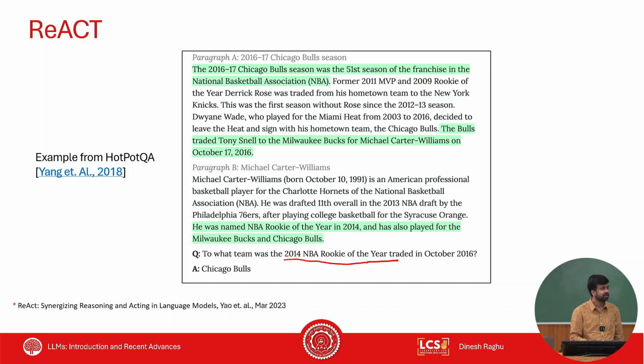So once you have the name, you'll again have to figure out who this person was traded to in October 2016. So this is a 2-hop reasoning question, right? You can have multiple hop reasoning as well.